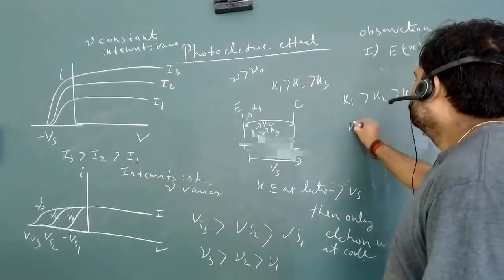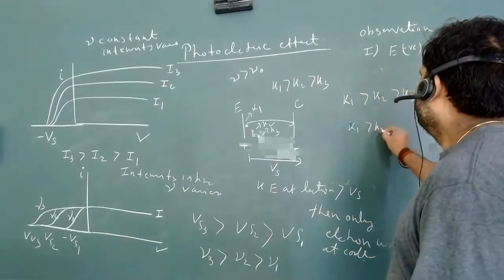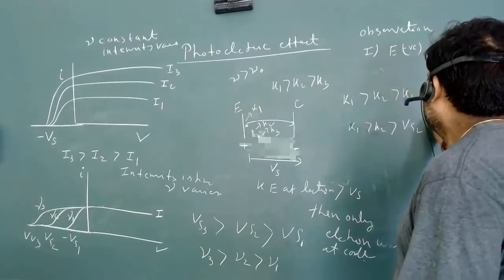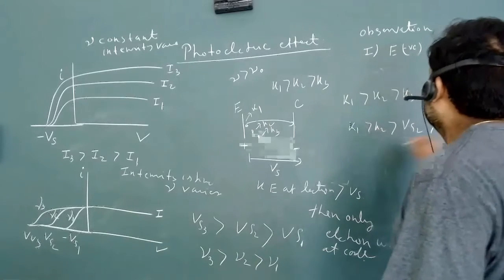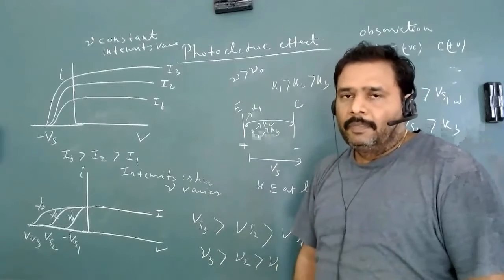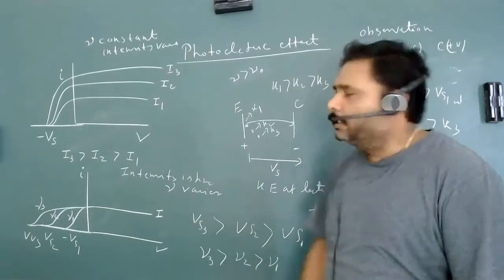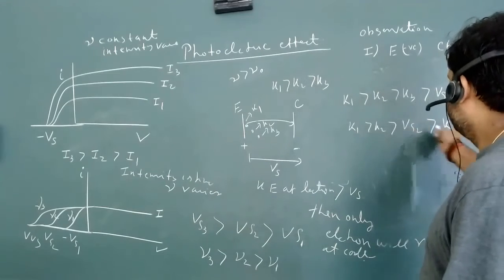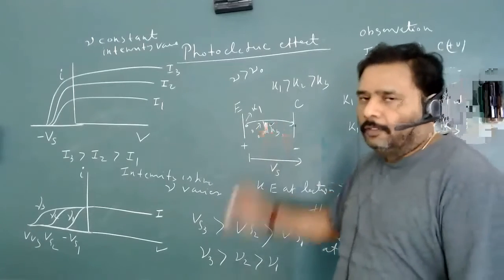In the second case, suppose K1 is greater than K2 is greater than Vs2 is greater than K3. Then only the first and second will reach up to this. The third one is not going to reach because its kinetic energy is less than the potential, so it is not going to reach.